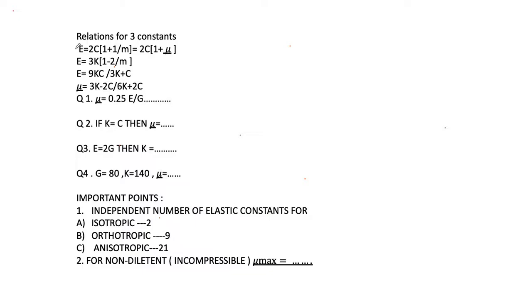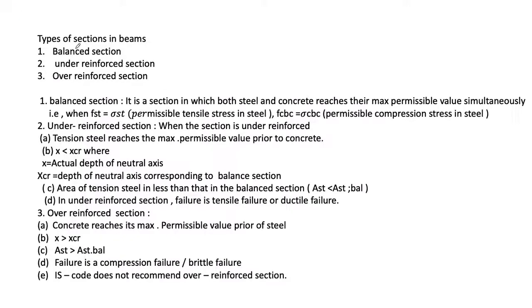Important points here: the number of independent elastic constants. For isotropic we have 2, for orthotropic we have 9, and for anisotropic we have 21 independent elastic constants. For dilute and incompressible materials we have a question here.